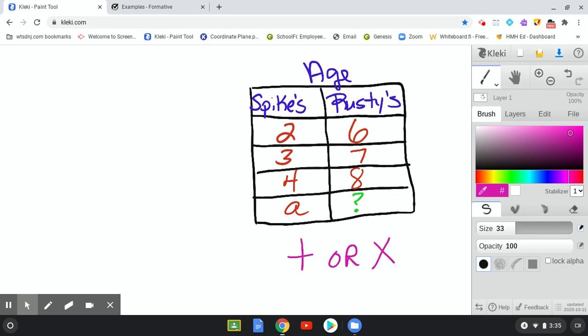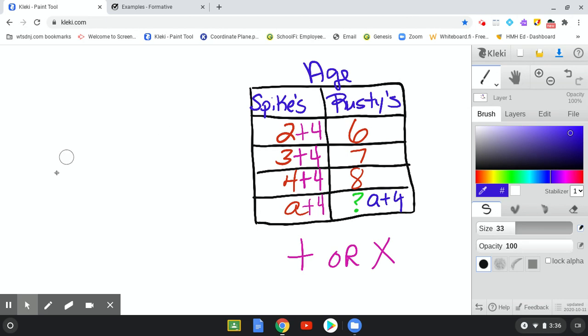Well, let me see. 2 plus what would get me to 6? Well, 2 plus 4 equals 6. So let's see if that works for 3 and 7. Is 3 plus 4, does that equal 7? So far, so good. 4 plus 4, does that give me 8? Yes, it does. So now it looks like I know what my expression is going to be. My age is my variable A plus 4. So in this box here where this question mark is, that's where I would put my final answer of A plus 4. That is the algebraic expression for this table.